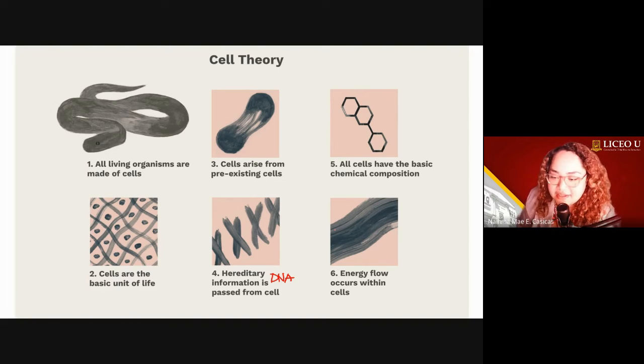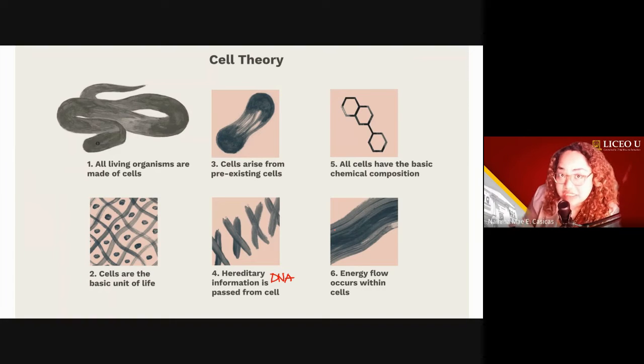And then number 6, that energy flow occurs within the cells. This talks about one of the characteristics of life, and that is energy processing, wherein we are able to ingest, or take in, our energy source, and that is glucose. That is also true for your plants, but they produce it on their own through photosynthesis. Then we're able to process that, and we're able to produce a kind of energy that our cells are able to recognize, and that is ATP, or adenosine triphosphate.